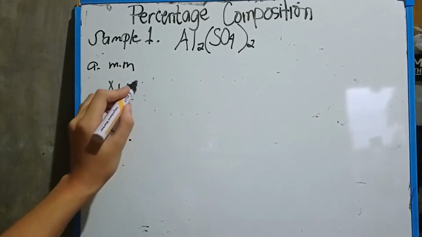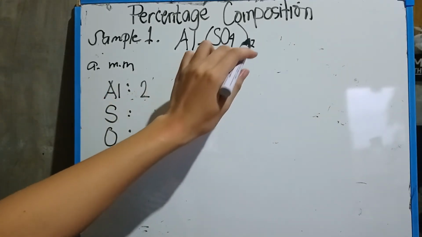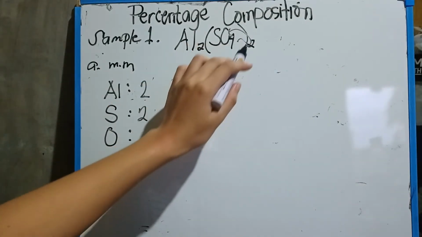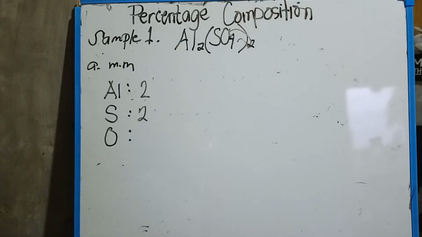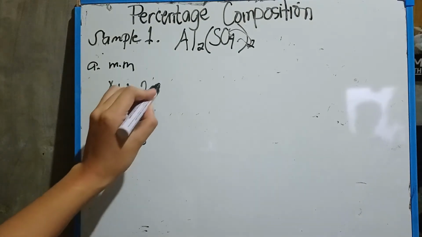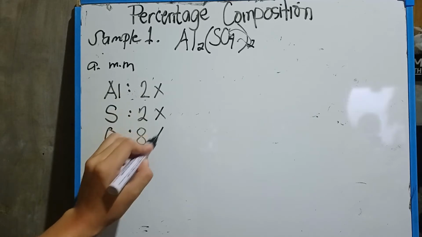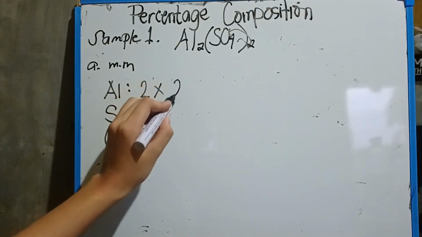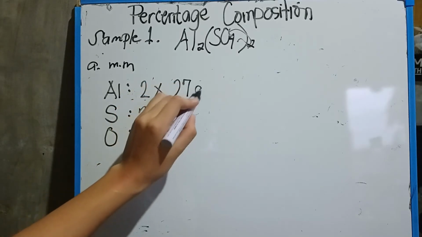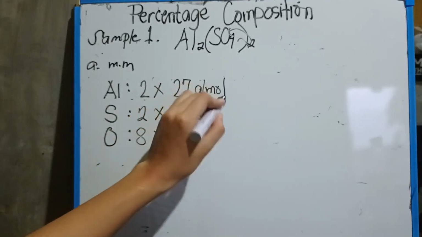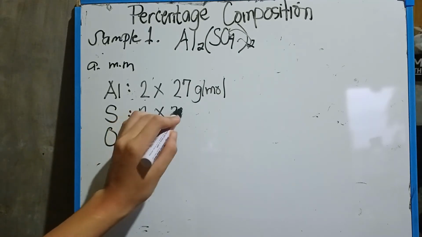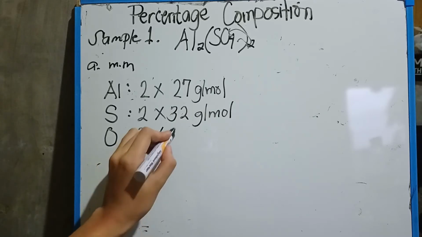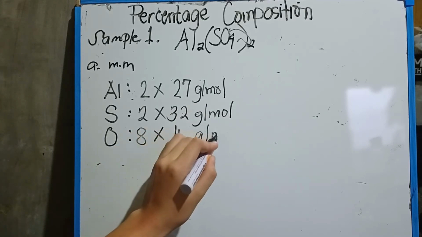So, aluminum has 2 atoms. The sulfur also has 2. And our oxygen is 2 times 4, which is equivalent to 8. Then, we're going to multiply by their atomic mass. So, our aluminum is 27 grams per mole. Our sulfur is 32 grams per mole. And our oxygen is 16 grams per mole.